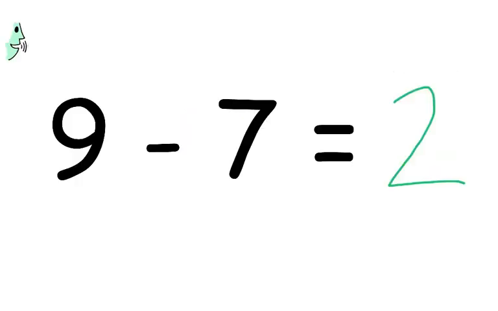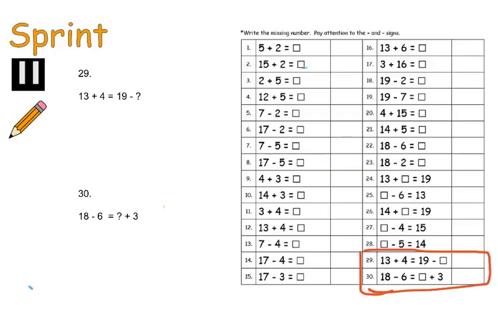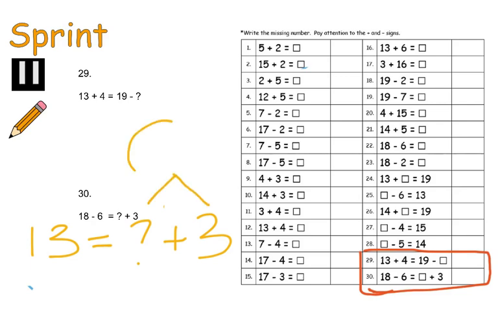Oops, sorry. Hitting the wrong button. Okay. So we have 13 equals question mark plus 3. So now you need to figure out something plus 3 equals 13. How do we get from 3 all the way up to 13? That's what you have to figure out, okay?